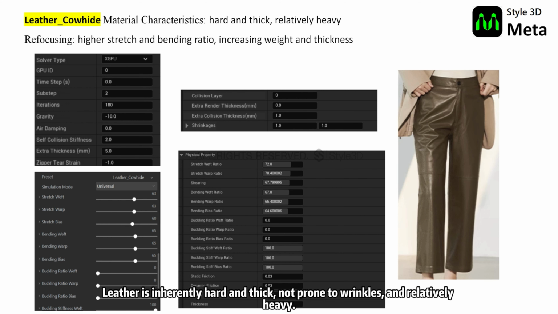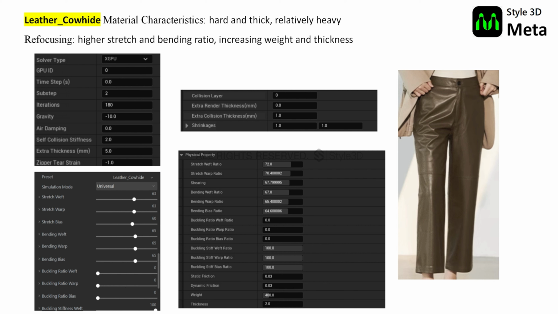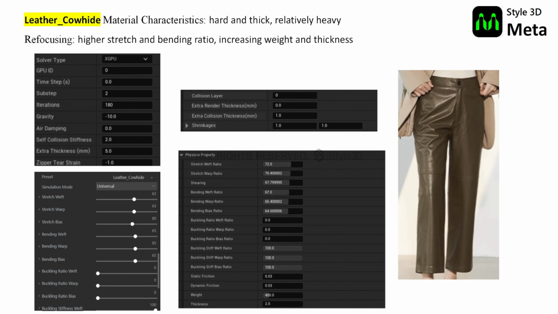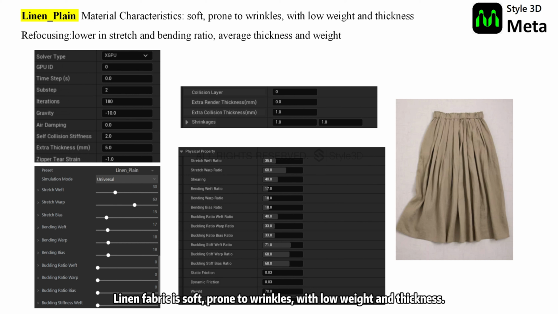Next is the comparison between leather and linen fabrics. Leather is inherently hard and thick, not prone to wrinkles, and relatively heavy. Therefore, its physical number should maintain higher stretch and bending ratio, with increased weight and thickness. Linen fabric is soft, prone to wrinkles, with low weight and thickness. Its physical number should be lower in stretch and bending ratio.